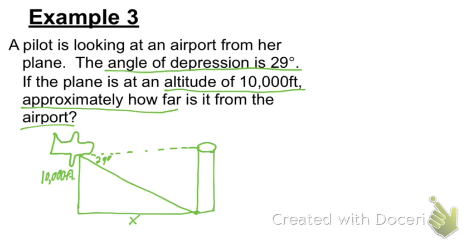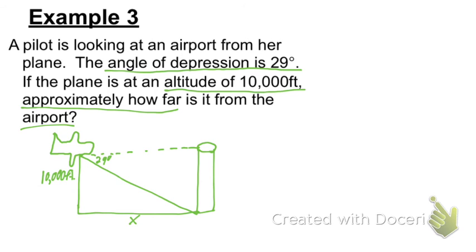Okay, Elizabeth's saying doesn't make sense. Okay, so if this dashed line was a horizontal line, so if the pilot's looking straight from their line of sight and they look down for this angle of depression toward the airport, that angle would be 29 degrees. Does that make any more sense? Maybe a little bit.